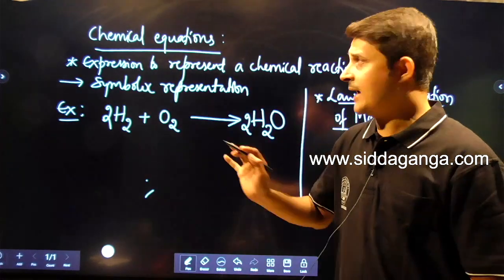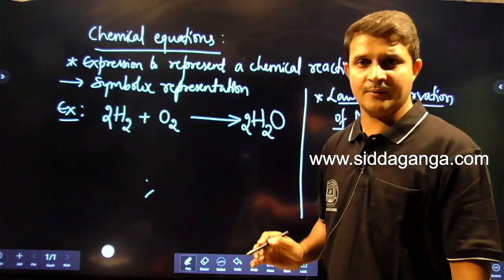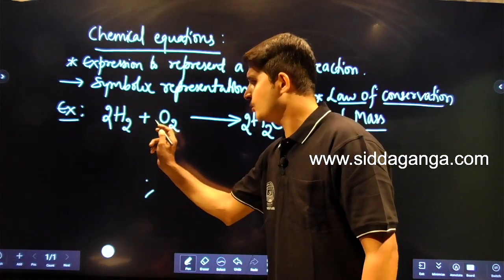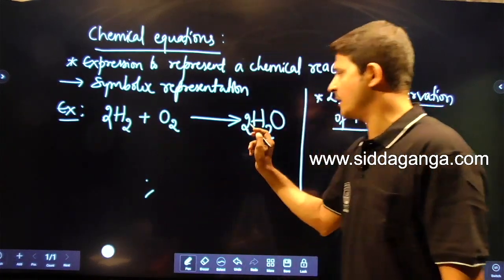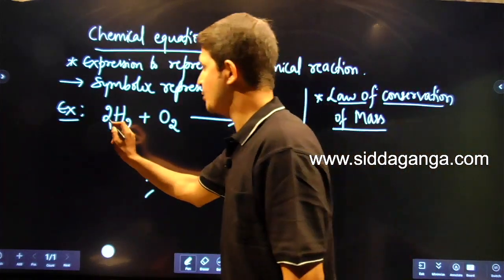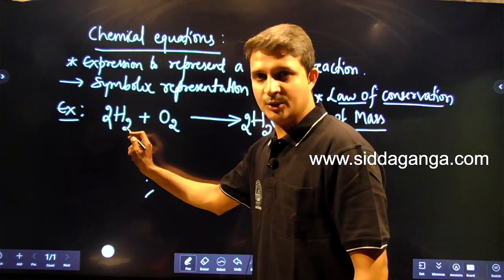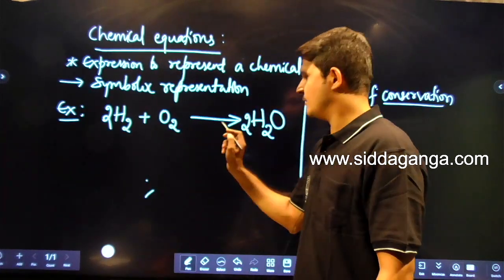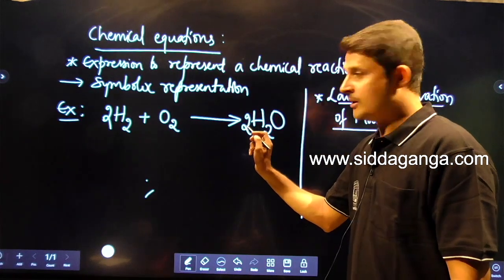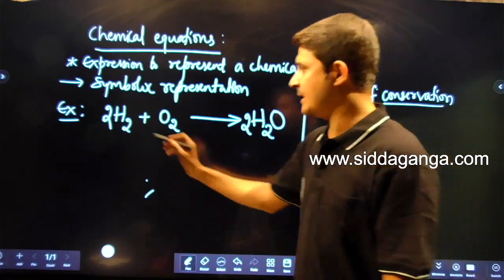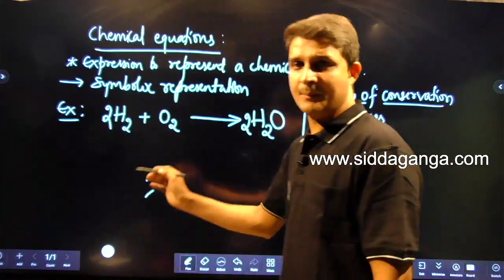So the actual chemical equation for the formation of water will be 2 moles of H2 react with 1 mole of oxygen to give 2 moles of water. Or simply, 2 molecules of H2 react with 1 molecule of O2 to give rise to 2 molecules of H2O, water. Clear? So this here is the chemical equation.